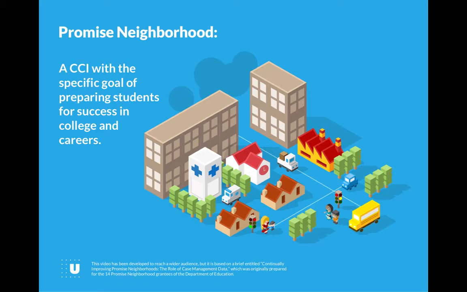For example, a Promise Neighborhood is an initiative with the specific goal of supporting students from cradle to college and career. Promise Neighborhoods develop theories of change about what strategies will ensure children and families are successful at every point along the cradle to career pipeline. And Promise Neighborhoods commit to a data-driven planning and improvement process to achieve community results.